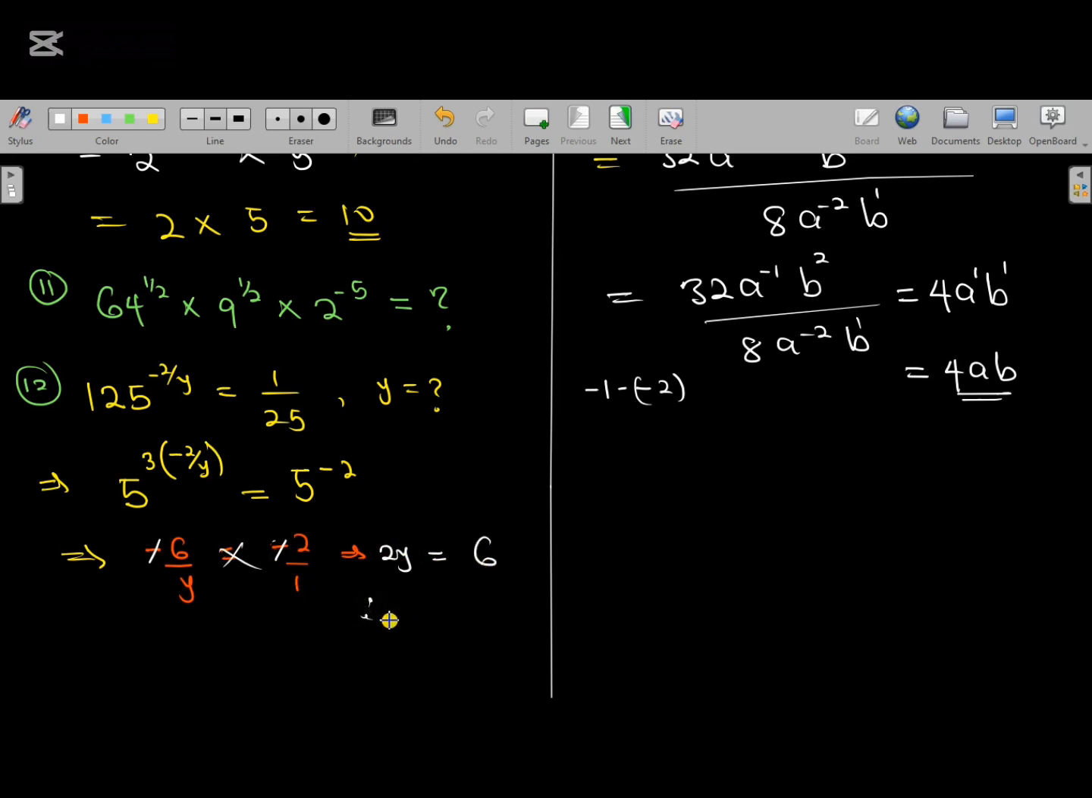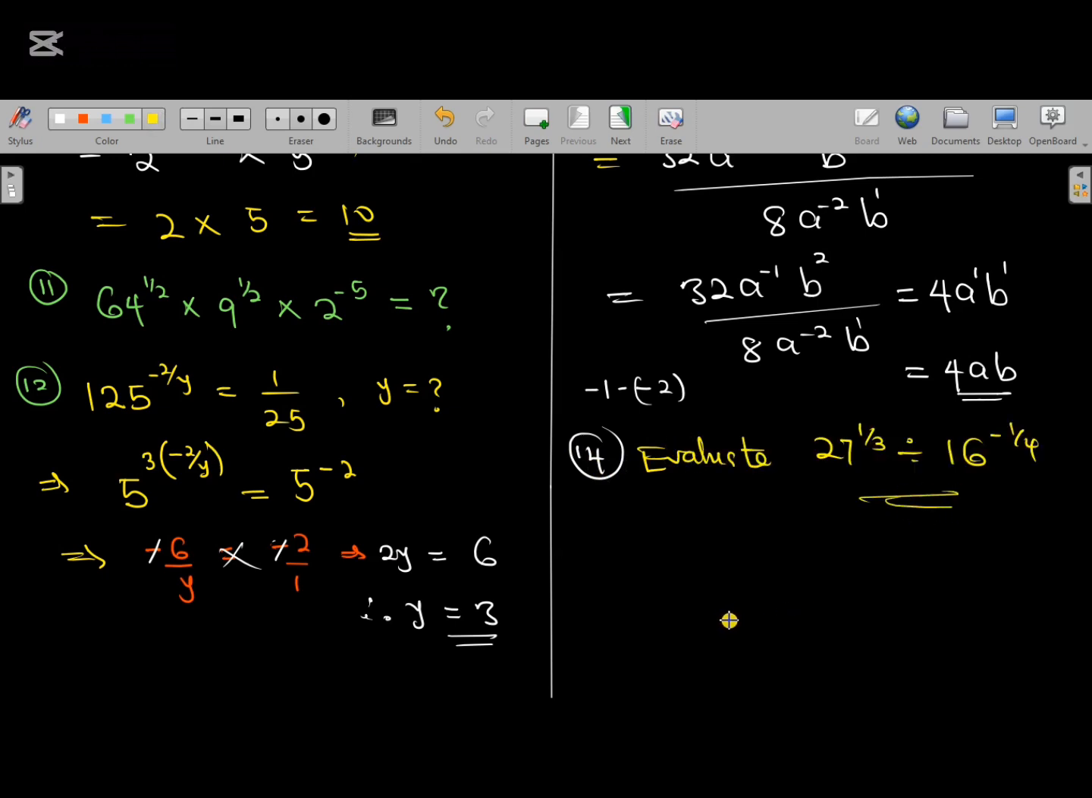And so dividing both sides by 2 will give our y as equal to 3. Okay, example problem 14 is another one here that you're going to solve. It says we should evaluate. So I'm going to allow you to do this also and turn in your solution in the comment section below. Okay, so let's look at the next.